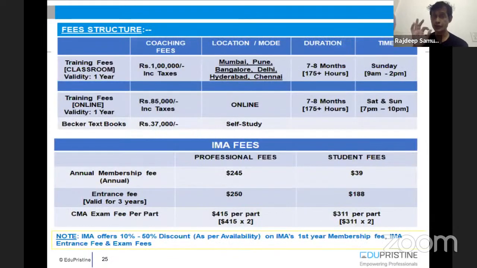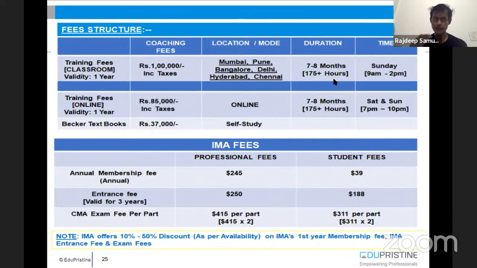Perfect. So you need to know the differences because the fees that you pay will be different based on the different offerings that you want to pick up. If you go for a live classroom, the coaching fees will be 1 lakh. It runs over a duration of 7 to 8 months, and right now from Sunday, 9 to 2. If you go for the LVC or the online classrooms, the coaching fees is 15,000 cheaper at 85,000.